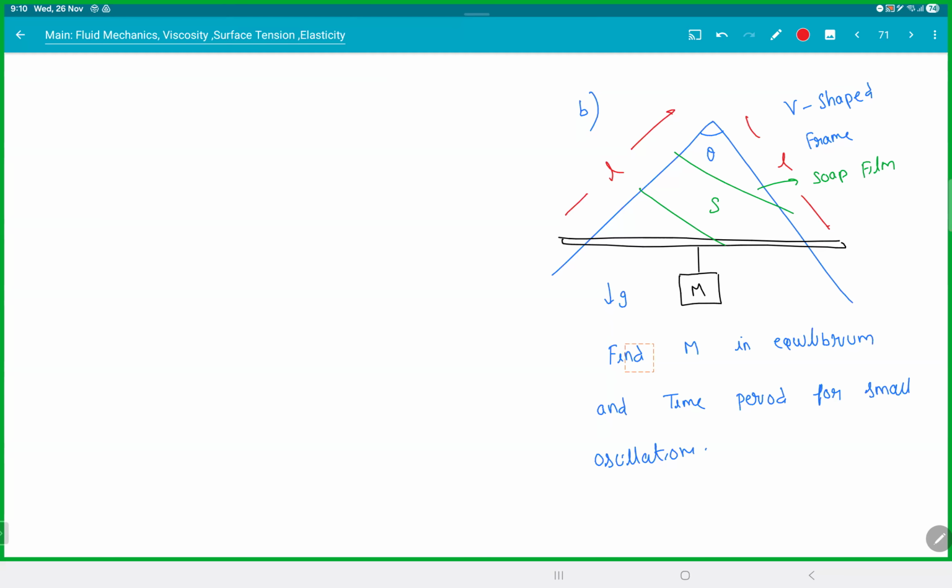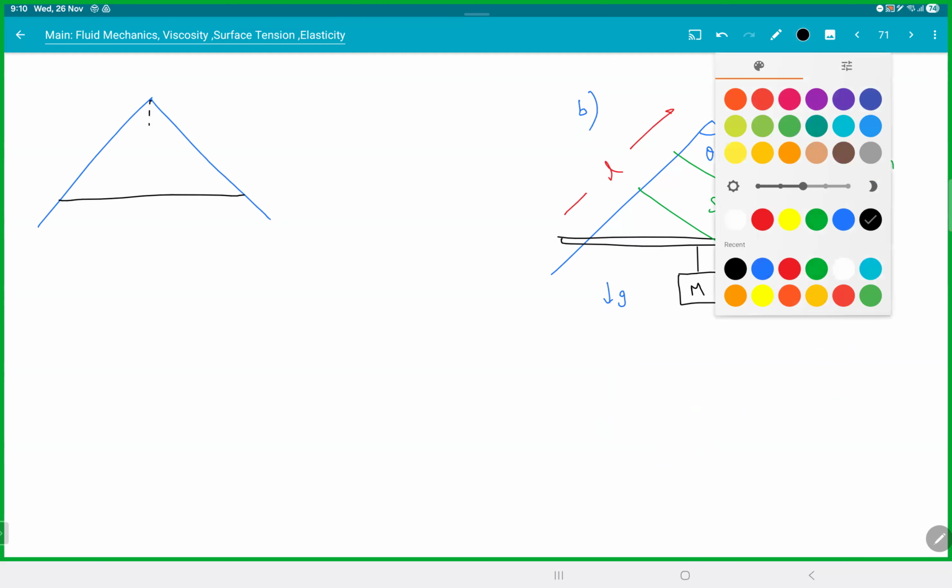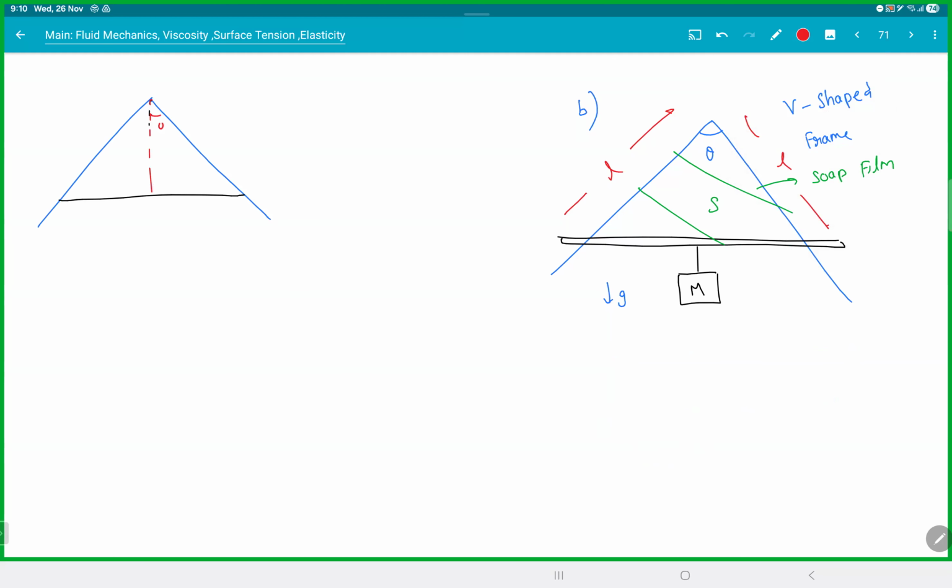Mass M is easy. You just need to find the length of this black line. Drop a perpendicular. Theta by 2. This is length L. So this is L sine theta by 2. Then we get mg is equal to, remember there'll be two surfaces, one on the front and one in the back. So for the film, 2 times surface tension into that length, which is 2L sine theta by 2. Don't forget that films will always have two surfaces. So that is your mass.